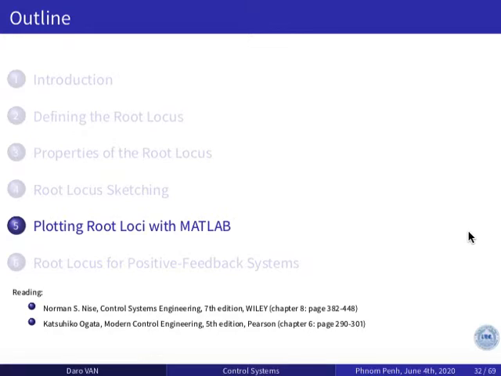Hello everyone, welcome to the control systems. This is part 4 of lecture 9, root locus techniques. In this section we'll discuss how to plot the root loci with MATLAB.